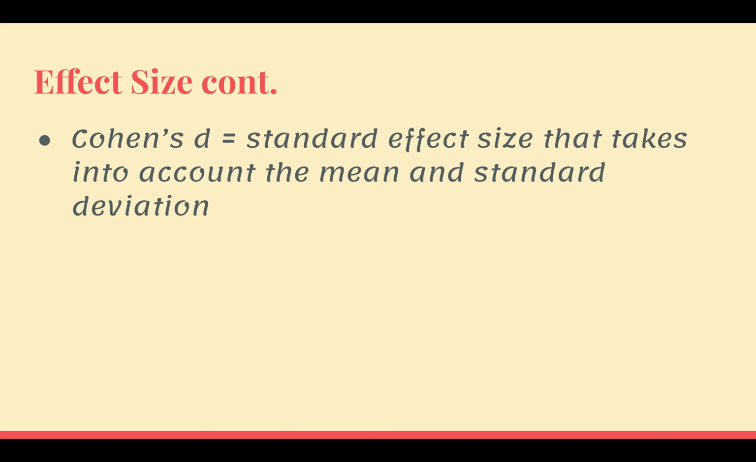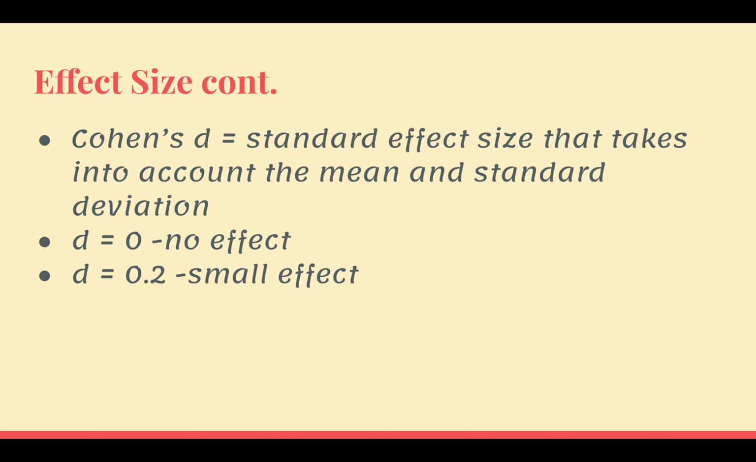To understand effect size, one must understand Cohen's d and what it represents. Cohen's d is a standard effect size that takes into account the mean and standard deviation. When d is 0, there is no effect. When d is 0.2, there is a small effect. When d is 0.8, there is a large effect.